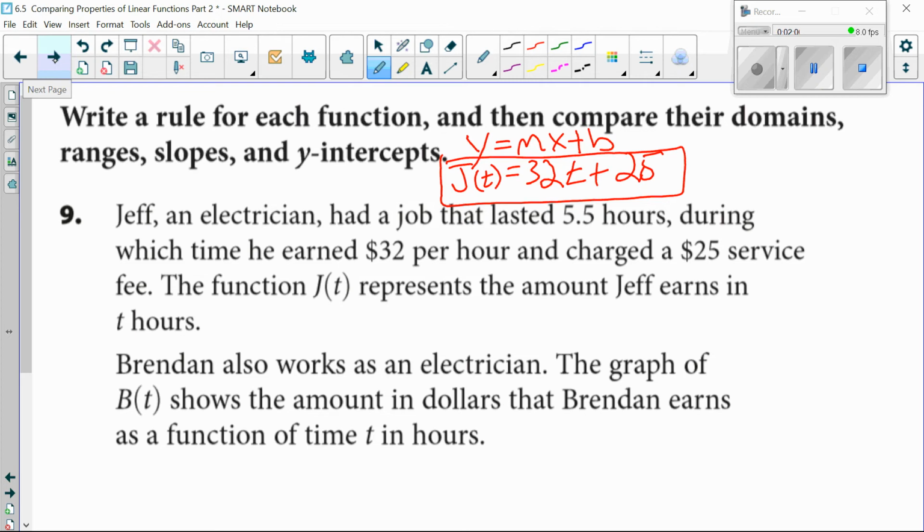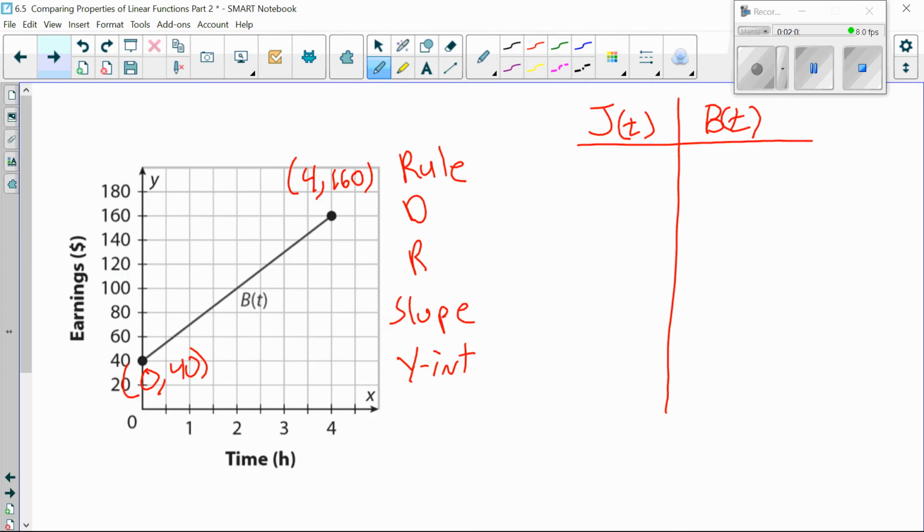So on this next slide, I've made a table. And I've already got the rule or the equation for Jeff, and I'm going to write that out. So that's going to be J of T is equal to 32 T plus 25. All right, so now we're going to go ahead and write the domain and the range.